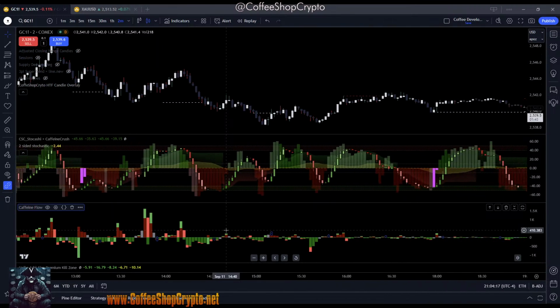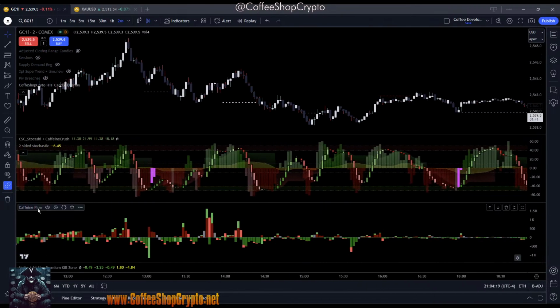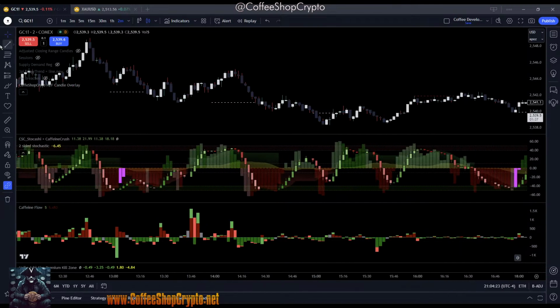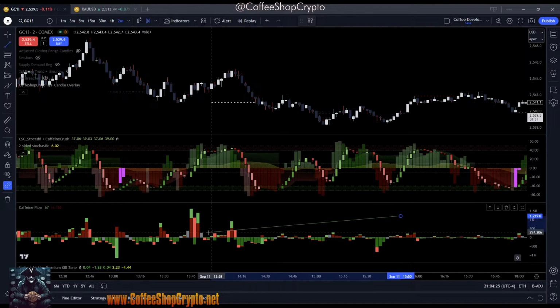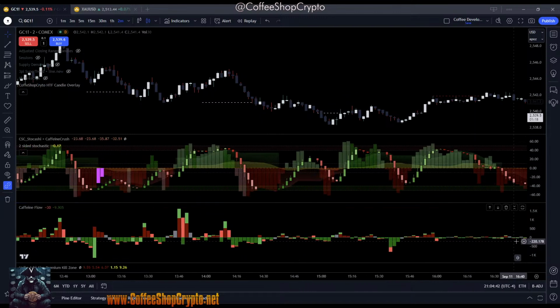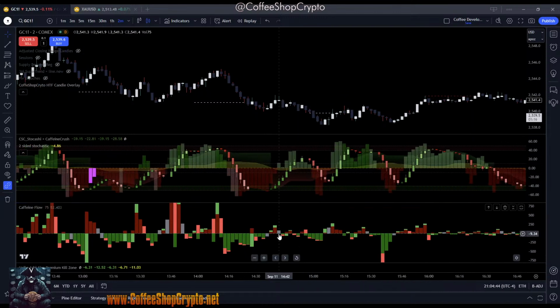All right, Dre, so interesting thing here on the Caffeine Flow, which is the volume indicator I'm working on. I got it to start showing some new calculation of these little gray volume bars. These are gray volume bars. What these are is volume imbalance in the market. It's volume imbalance.